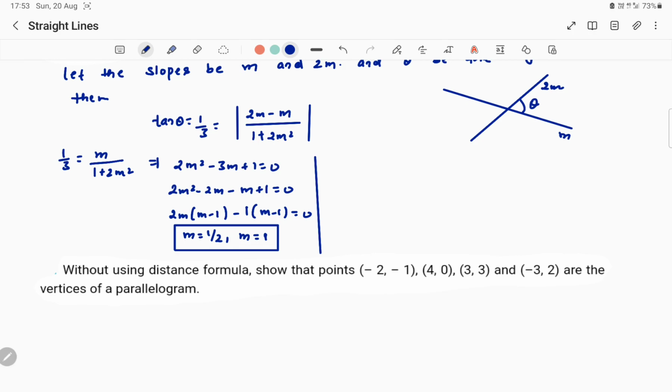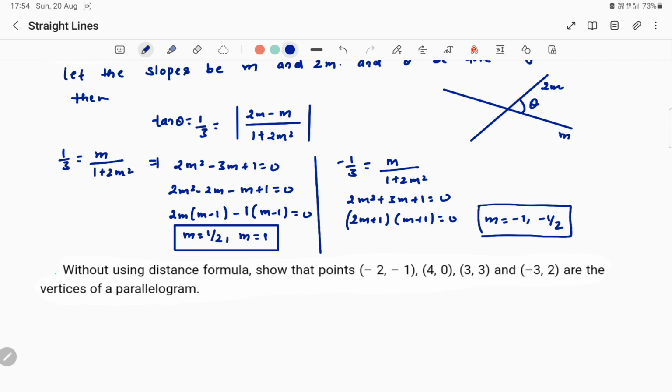Then the alternate we have is to solve for minus, isn't it? So minus 1 by 3 is m by 1 plus 2m square. When we do this quick calculation, we get 2m square plus 3m plus 1 is 0. So product is 2 and sum is 3. You can do this on your own. So we'll get 2m plus 1 into m plus 1 is 0. We got m is equal to minus 1 and minus 1 by 2. So this is the other pair of lines.